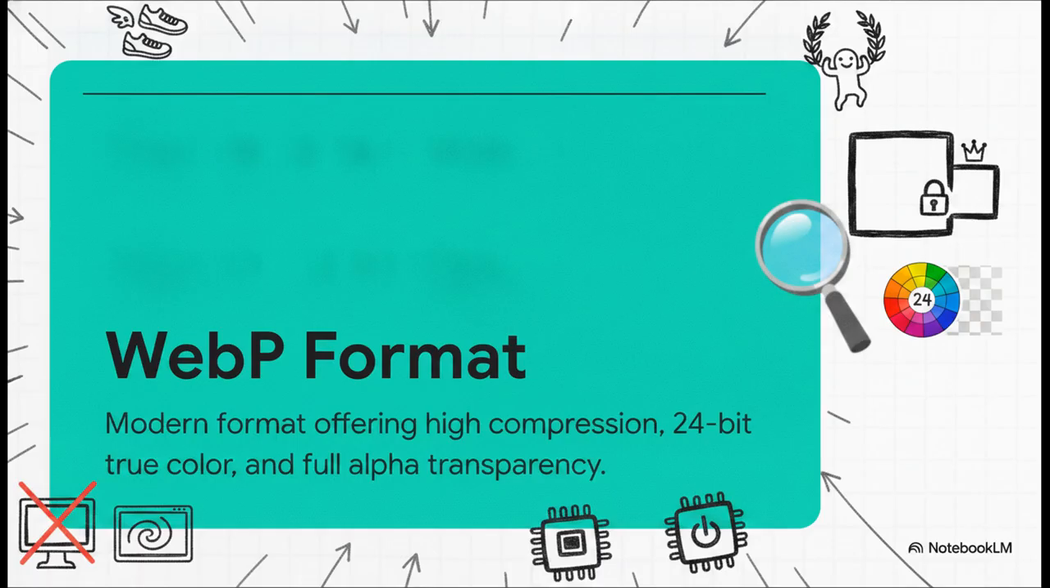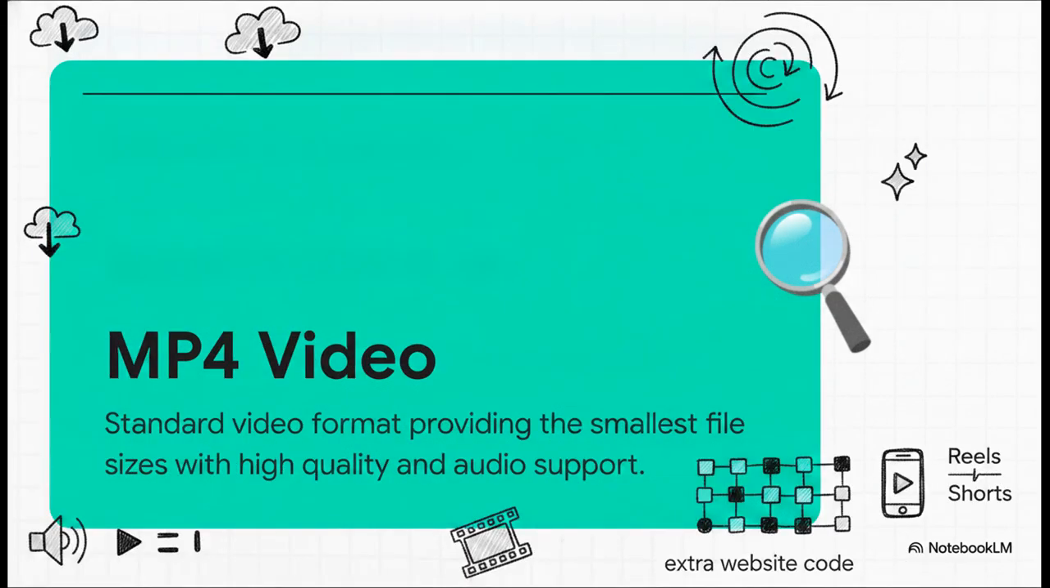The only real catch? If someone's using very old software, a dynamic WebP might only show up as a static first frame. And yeah, it can sometimes require just a tiny bit more CPU power to decode than a simple GIF. Then we've got MP4.